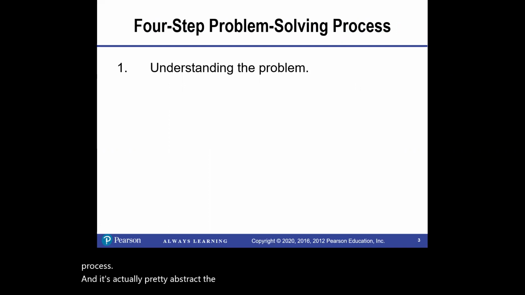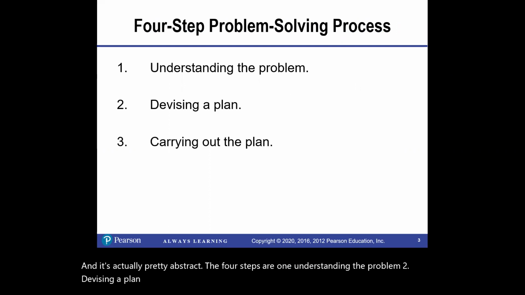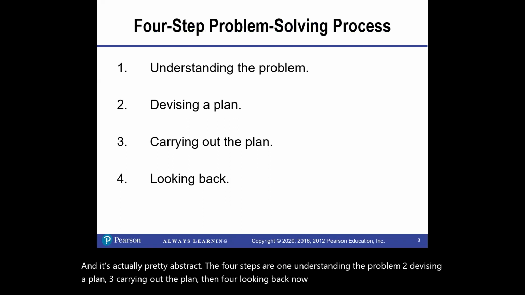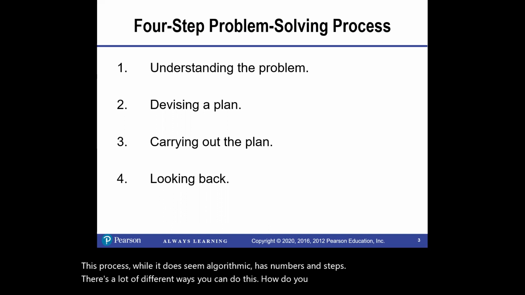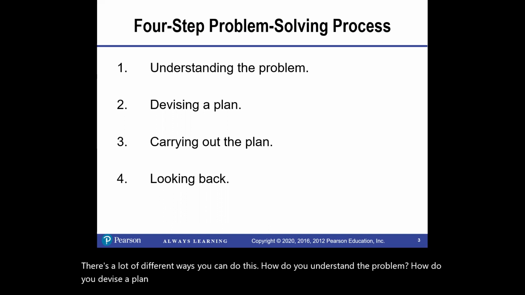The four steps are: one, understanding the problem; two, devising a plan; three, carrying out the plan; then four, looking back. Now, here's the key thing. This process, while it does seem algorithmic, it has numbers and steps, there's a lot of different ways you can do this. How do you understand the problem? How do you devise a plan? How do you carry out that plan? And how do you look back on it? So let's talk about that real quick.